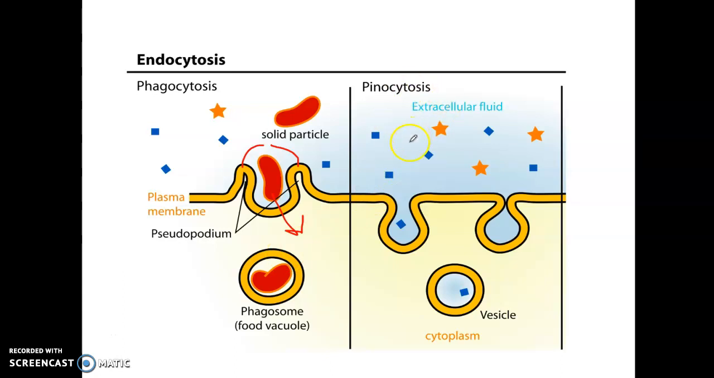If it's fluid, it's the same. Some fluid is going to accumulate. This is going to pinch off here and end up with a vesicle because it has a piece of the membrane with fluid inside. Examples of endocytosis.